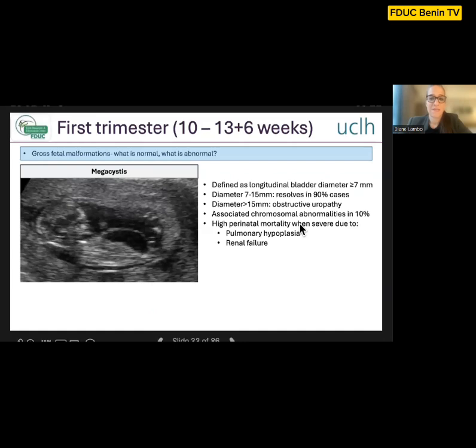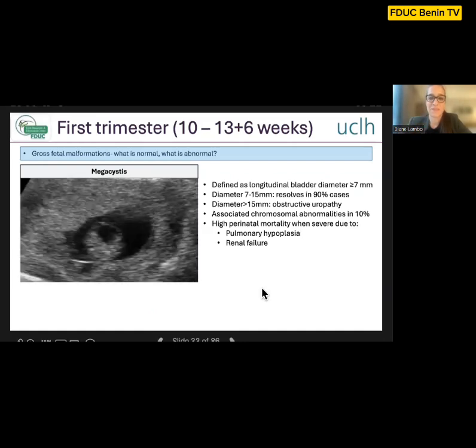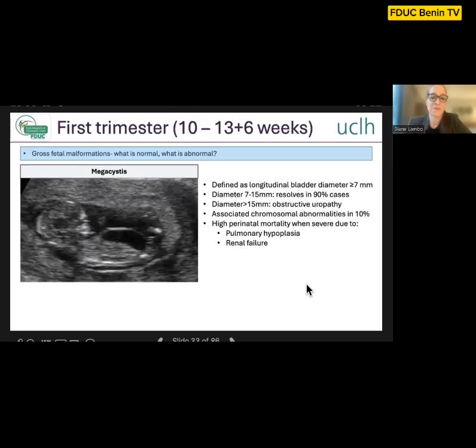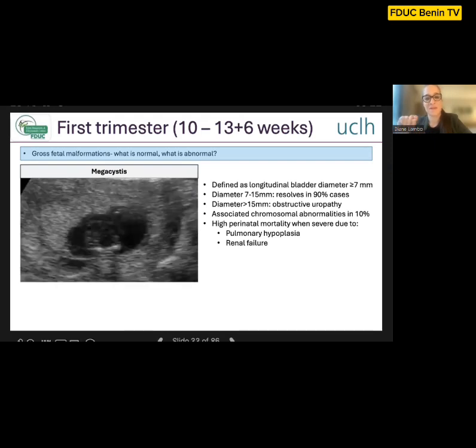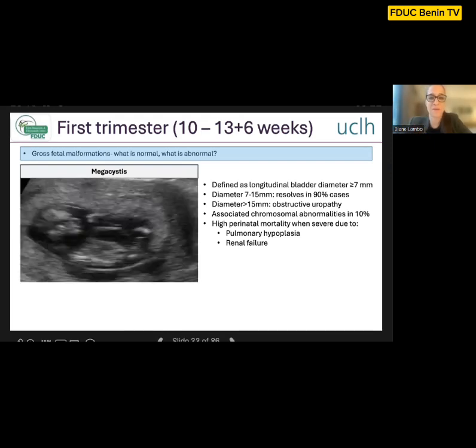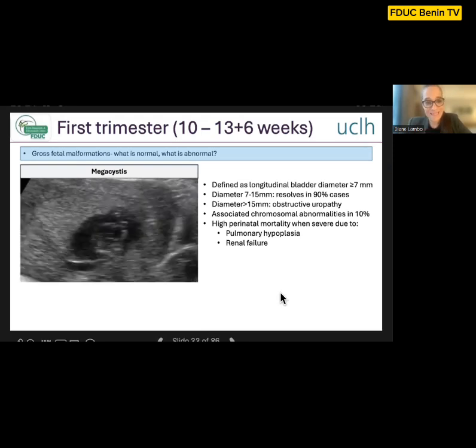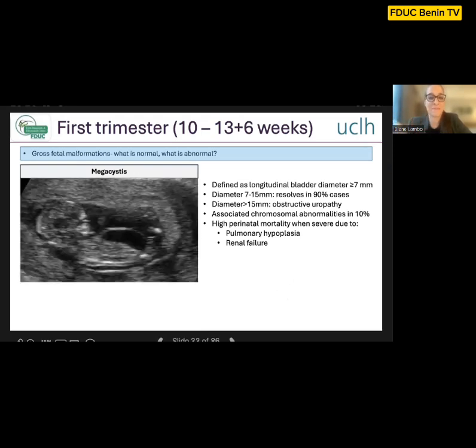And the final malformation identified on your examination of the abdomen is, of course, megacystis, which is defined as a longitudinal bladder diameter of 7 millimeters or more. Now, be careful when you see this in the first trimester and the bladder is measuring between 7 to 15 millimeters, because generally, if you scan them a couple of weeks later, it will have completely resolved. The cases where it doesn't tend to resolve are in those where the bladder diameter exceeds 15 millimeters.